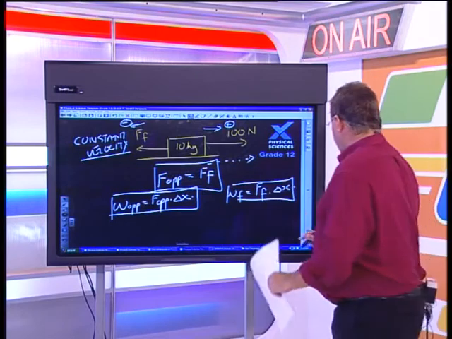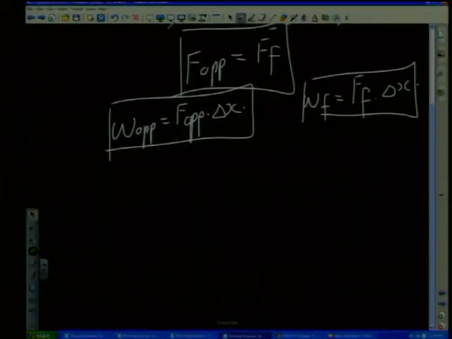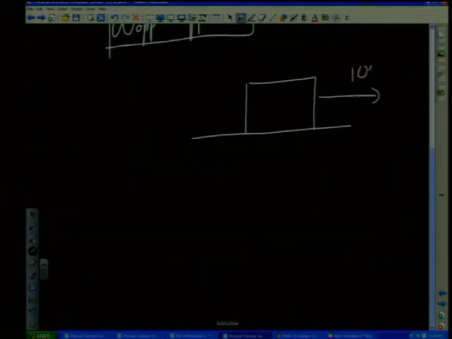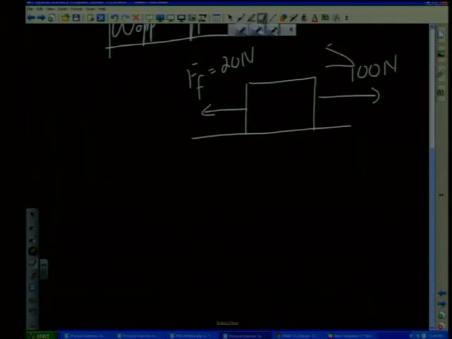Now, what happens if we have this? Let's extend it one more. There we go. Let's take my object and put it onto a different surface. In other words, there's my 100 newtons acting to the right. I'm going to change my surface, and my frictional force is now only going to be 20 newtons. Can you see now that my applied force, which is equal to 100 newtons to the right, and our frictional force of only 20 newtons to the left.